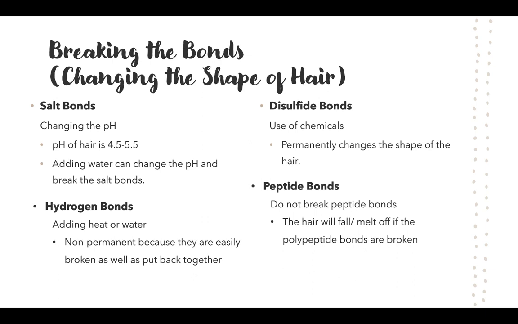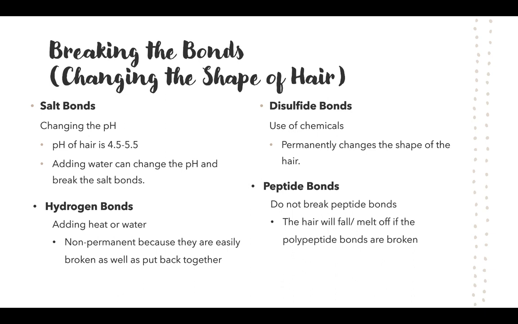Once we get talking about the perming and the relaxer treatments, we are going to be breaking bonds. So first, let's look at the four bonds in the keratin structure and how we can break them. First, we have our salt bonds. We can break these by changing the pH. The pH of our hair is 4.5 to 5.5. Adding water can change our pH and break the salt bonds.